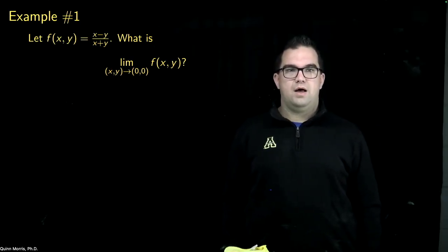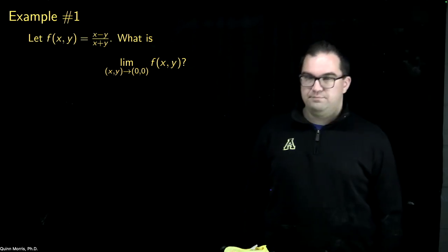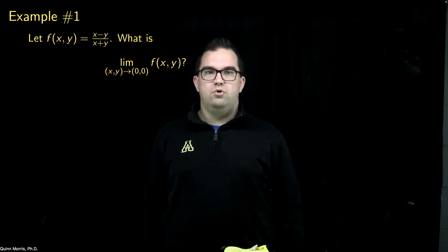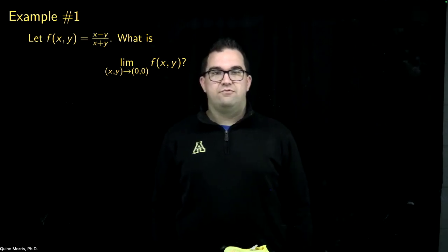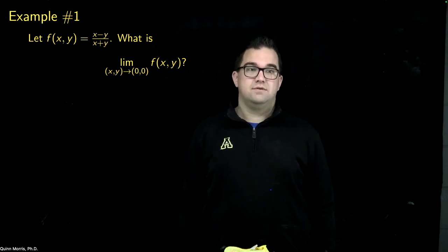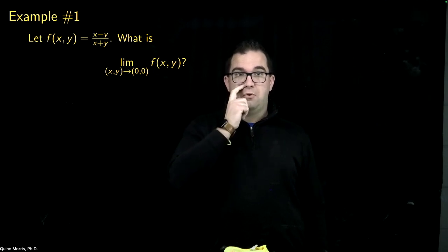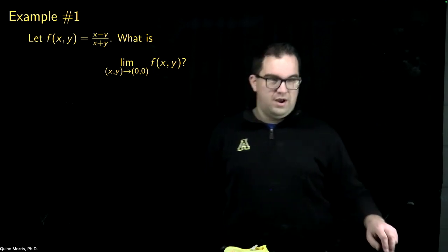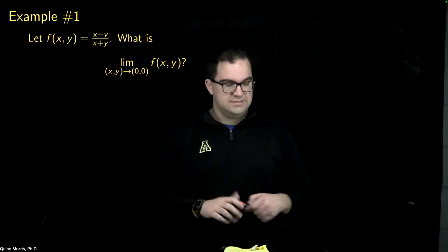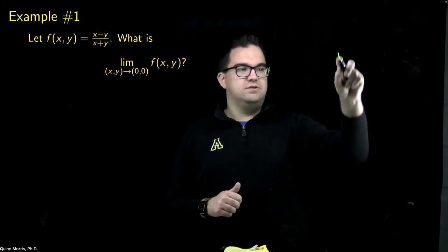So f of x, y is equal to (x minus y) over (x plus y). Now, this function will be defined whenever y is not equal to negative x. So in particular, it's not defined at this point, but we want to try and understand the limit nevertheless. Now, again, I'll give you some Desmos visualizations of this to play around with.